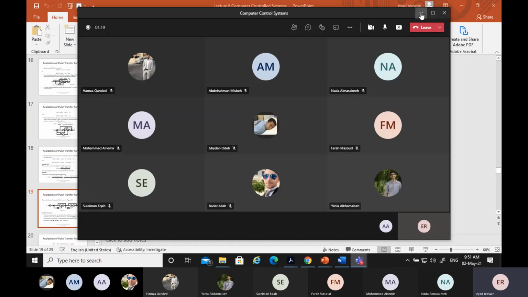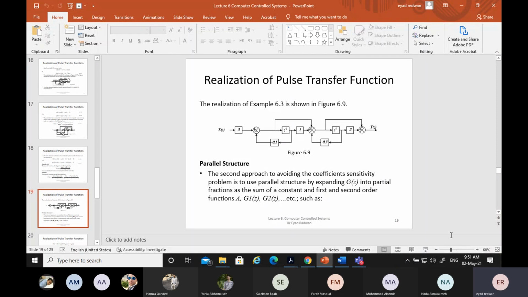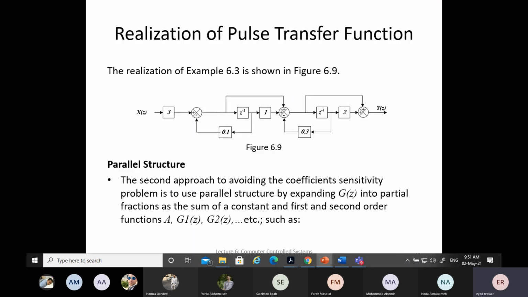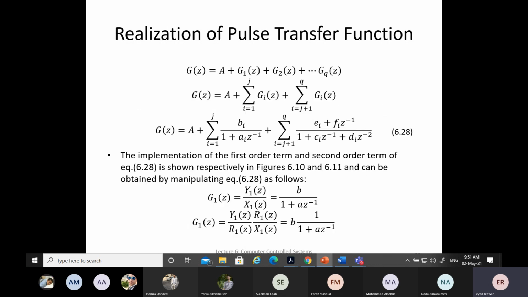صباح الخير مرة ثانية. آخر شيء بالimplementation حنشوف اللي هو parallel structure implementation of the pulse transfer functions. Now, in the parallel structure, we are actually looking again back into converting the pulse transfer function into a summation of a constant plus a term such as G1 plus G2 plus G3.